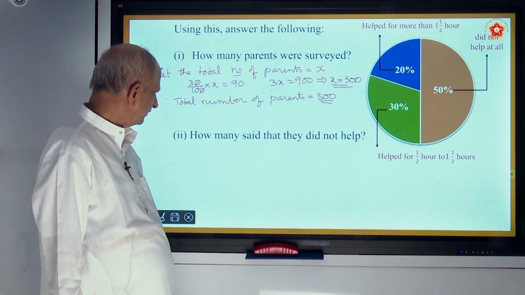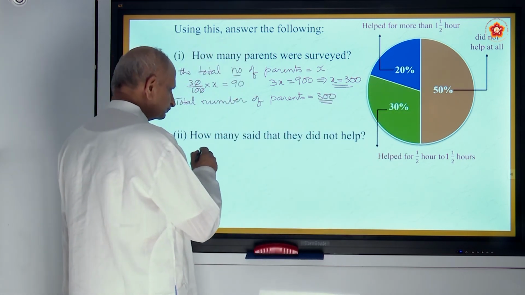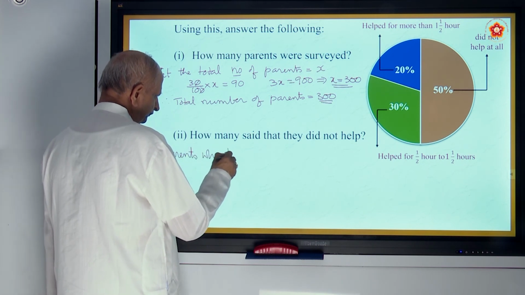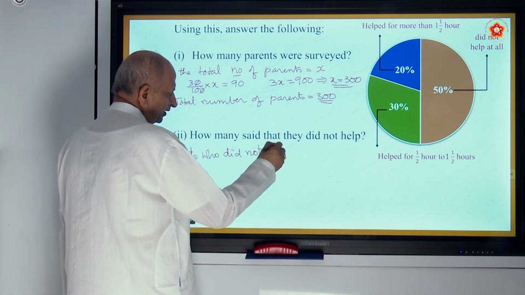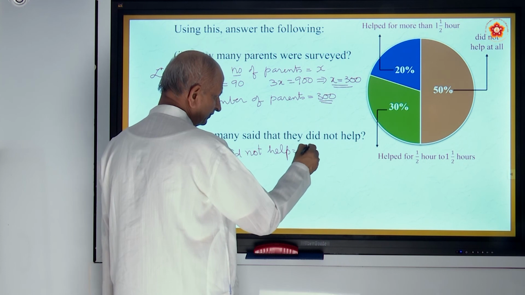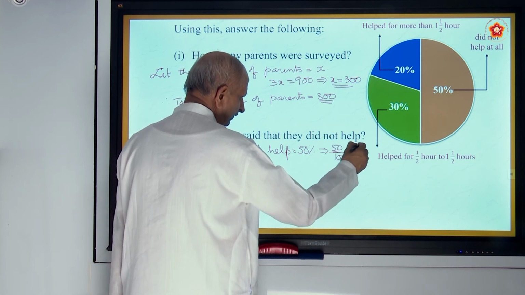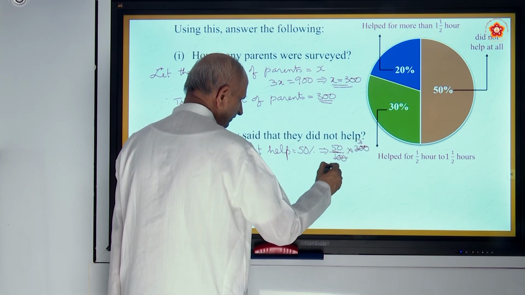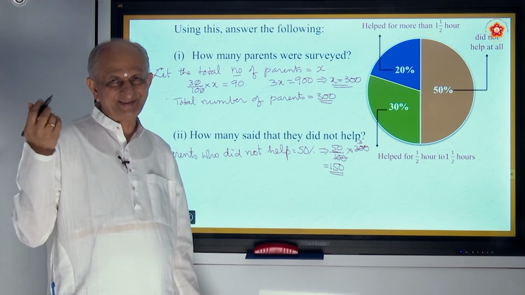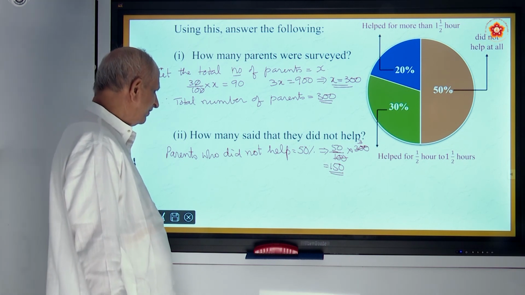Now coming to the second question. How many said they did not help? See, 50% did not help. So parents who did not help. Are you taking it down? Okay, don't forget, 50% means 50 by 100 into the total, how much? 300. 100 ones are 100, threes are 3, that is 150 members. 150 parents did not help their children at all. Some reason may be there. Some may be working class, some may be patients, or some other reason. So about 50% did not help the children.